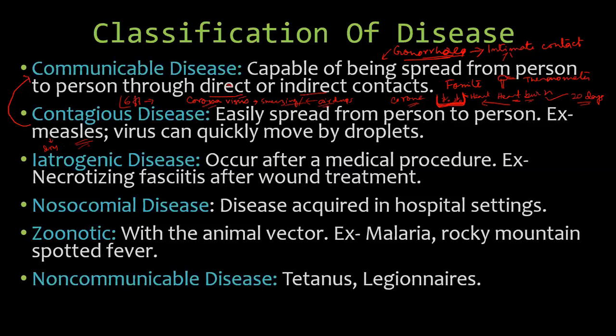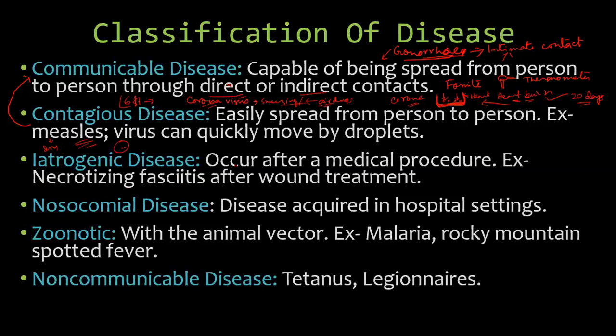But measles, if you are staying with that person inside one room, you are going to get that disease. So all contagious diseases are communicable diseases, but not all communicable diseases are contagious. Okay, so that's the difference between these two.